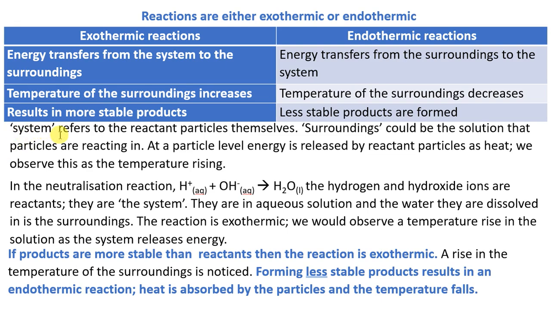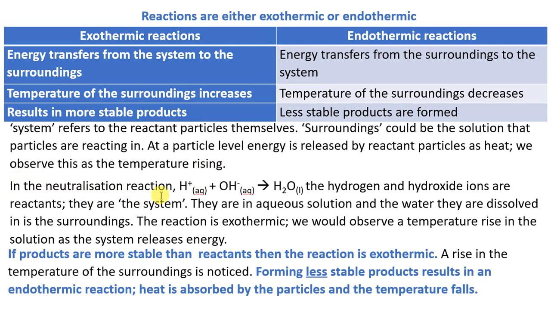We've used this term system. Exothermic, energy transfers from the system to the surroundings. Endothermic, energy transfers from the surroundings to the system. It refers to the reactant particles themselves. Surroundings could be a solution that particles are reacting in. At a particle level, energy is released by reactant particles as heat. We observe this as the temperature rising in an exothermic change.